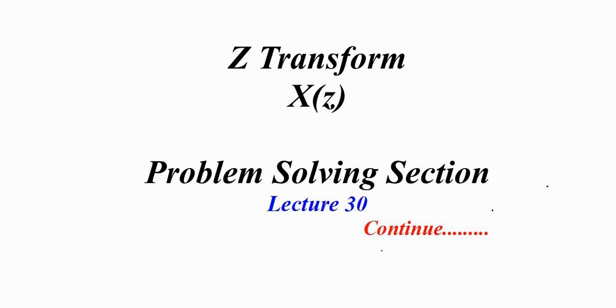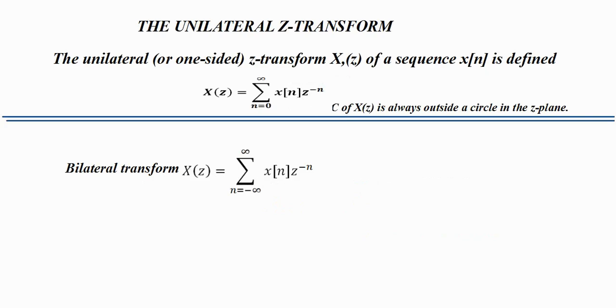Now we'll discuss lecture 30. In lecture 30, mainly we will discuss the transform known as the unilateral Z transform. Up to lecture 29, we discussed the bilateral transform.